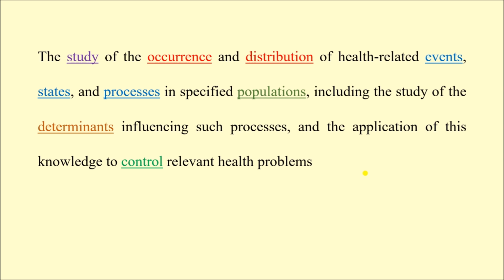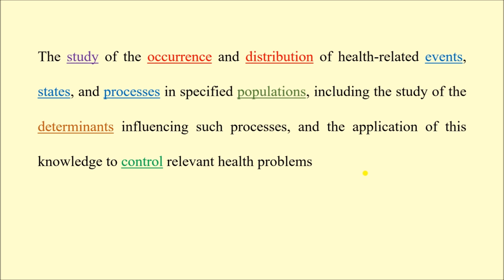Next is health related events, states and processes. So, in simple words we can say COVID-19 is a disease, right? Malaria is a disease, hypertension is a disease. Is pregnancy a disease? No, of course not. We cannot label pregnancy as a disease, rather it is a health related state. So, of course it is related to our health, but it is not a disease.